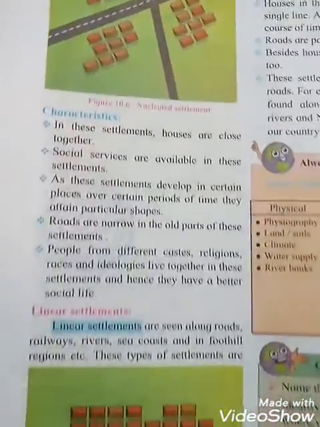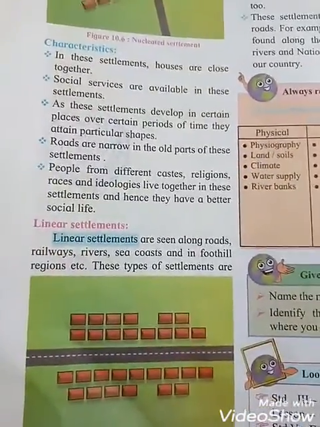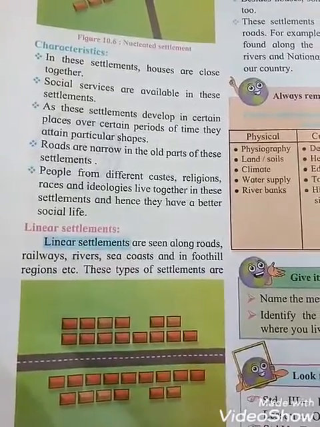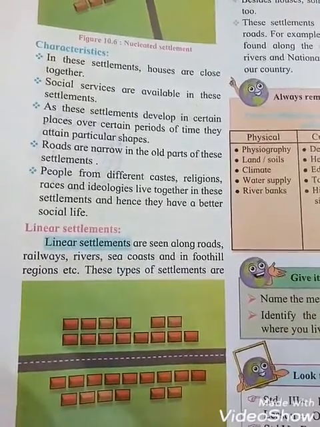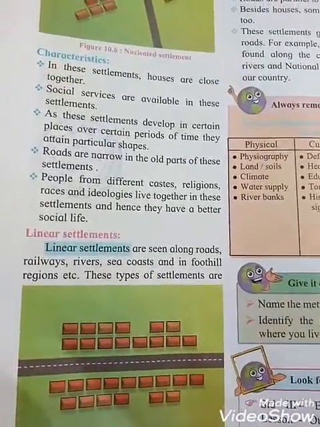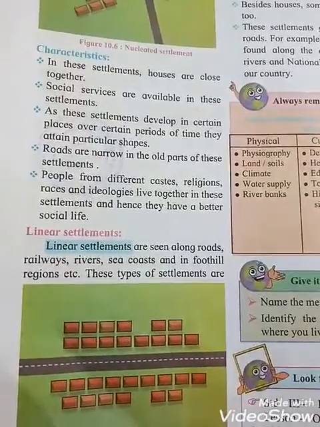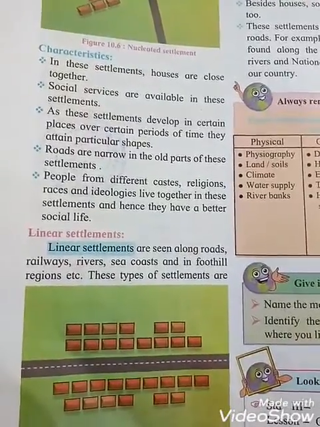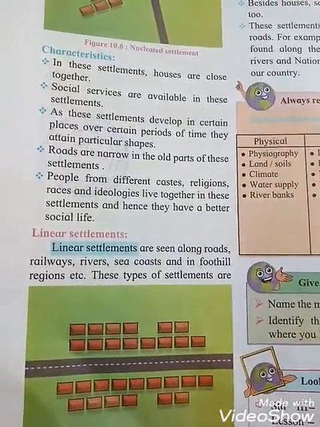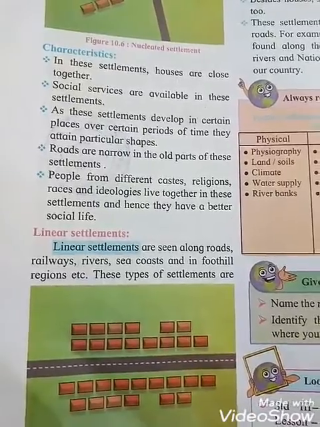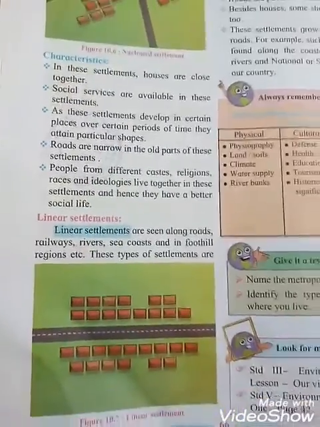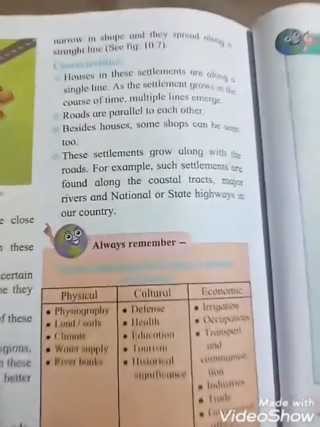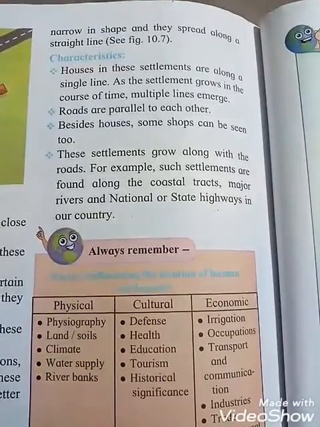Okay, next one is linear settlements. See students, linear means what? See that picture, line wise. Linear settlements are seen along roads, railway, river, sea coast and in foothills region, etc. These types of settlements are narrow in shape and they spread along a straight line.